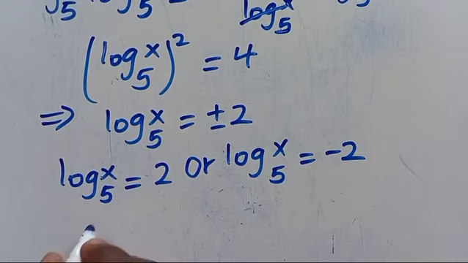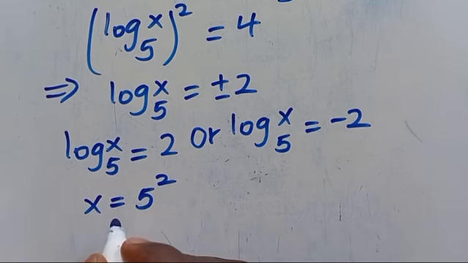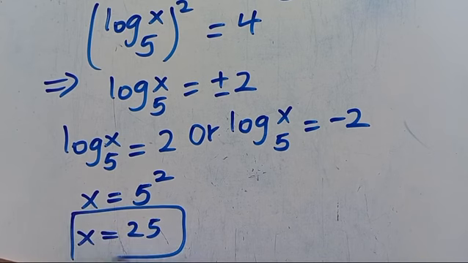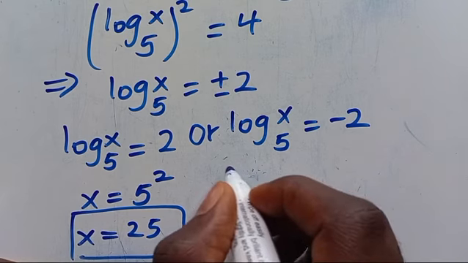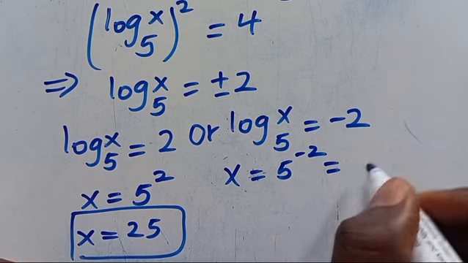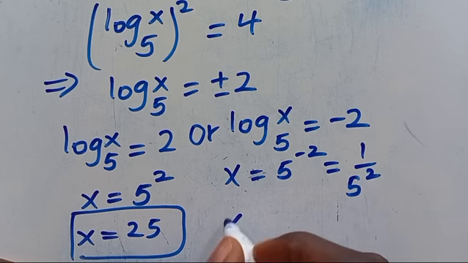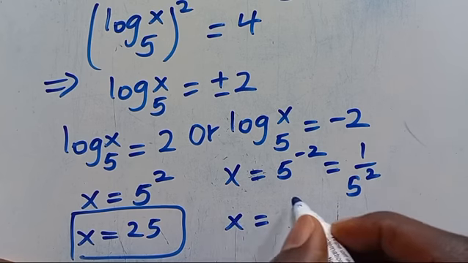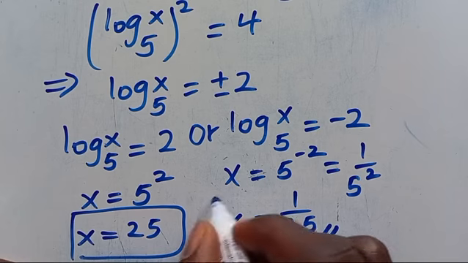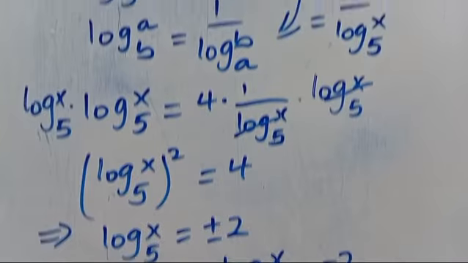So from here, we are going to have our x to be equals 5 to the power of 2. And so x will be equals 25. Also, we have x to be equals 5 to the power of minus 2, which is equivalent to 1 divided by 5 to the power of 2. And x will be equals 1 divided by 25. This is the second method. Let's check the third method.